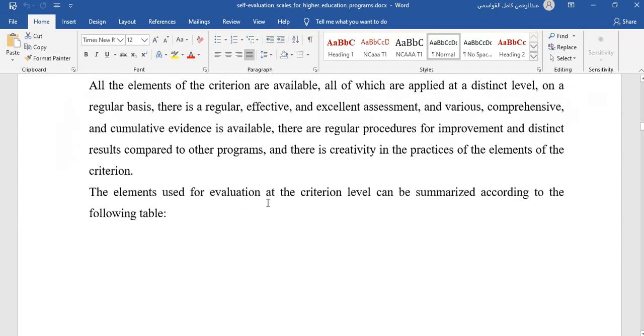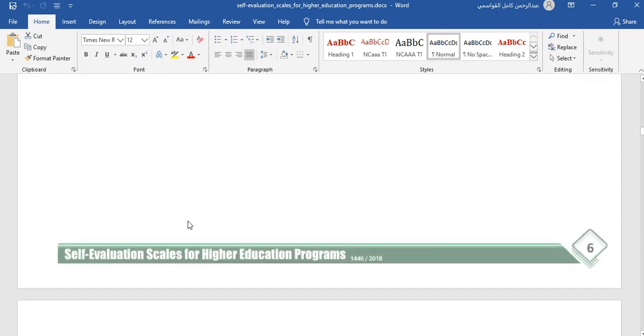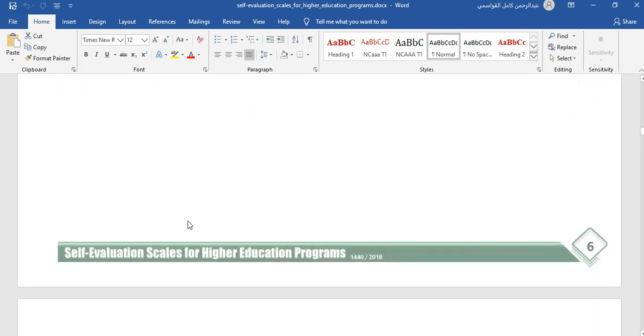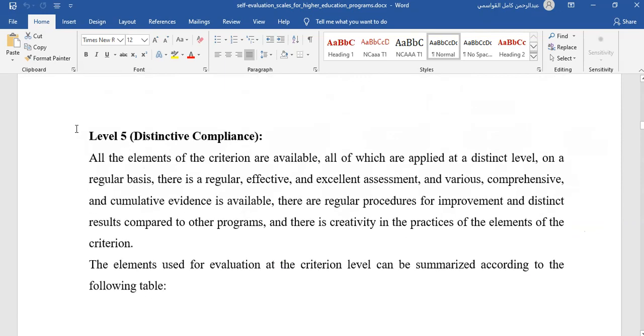The elements used for evaluation at the criteria can be summarized according to the following table. But before the table, I want to mention something. Try not to use this level 5.